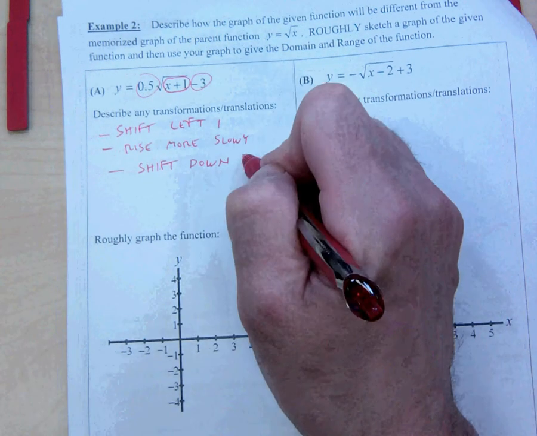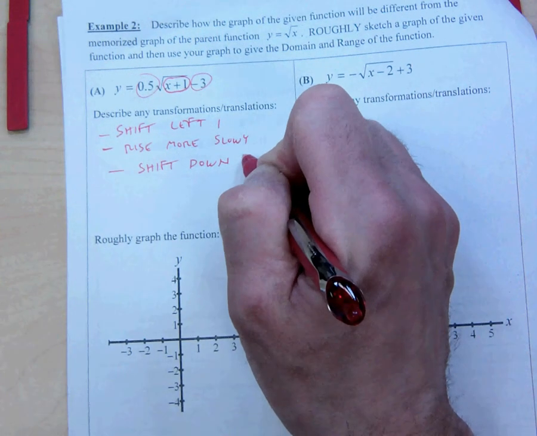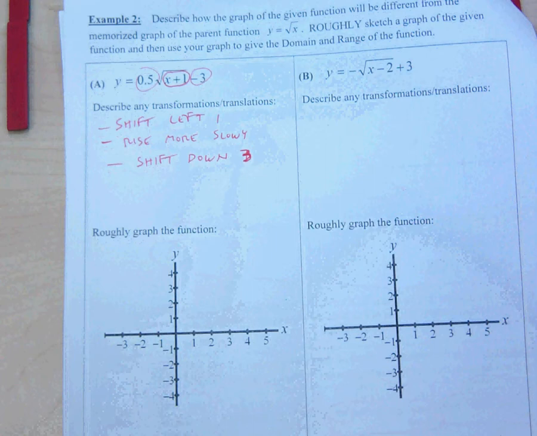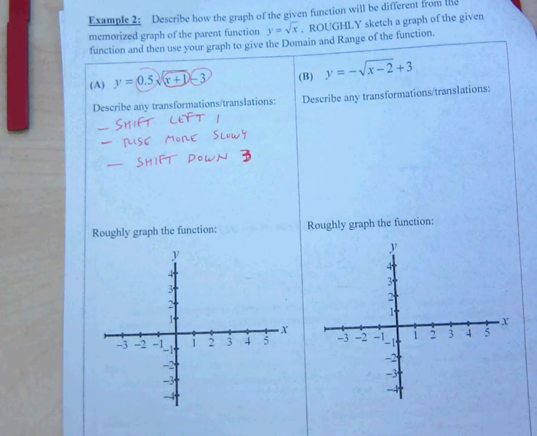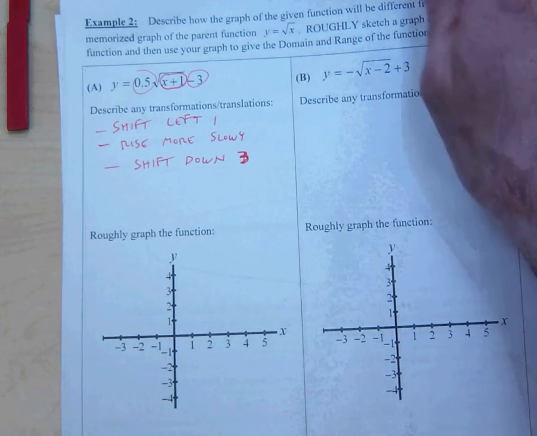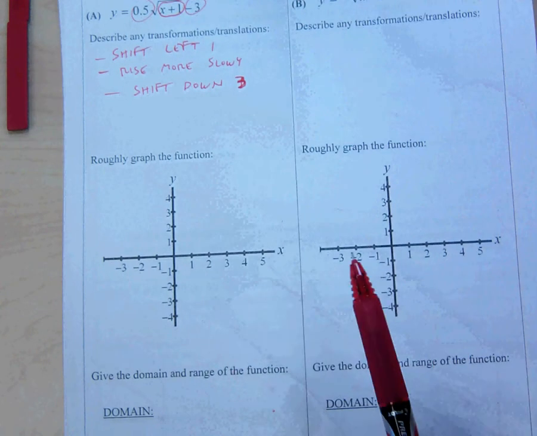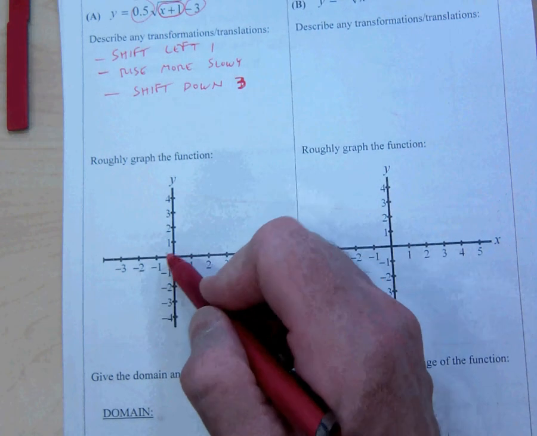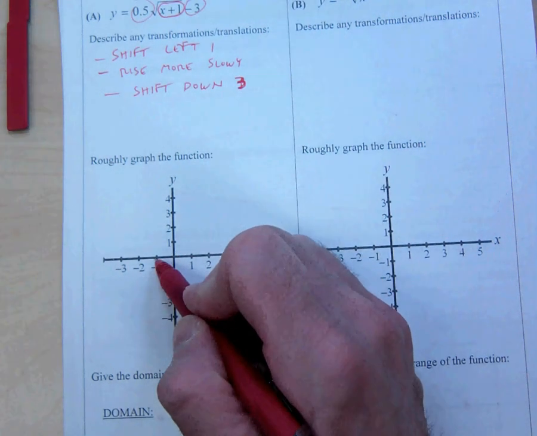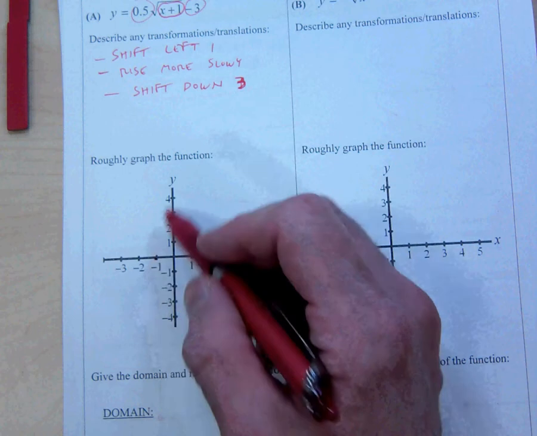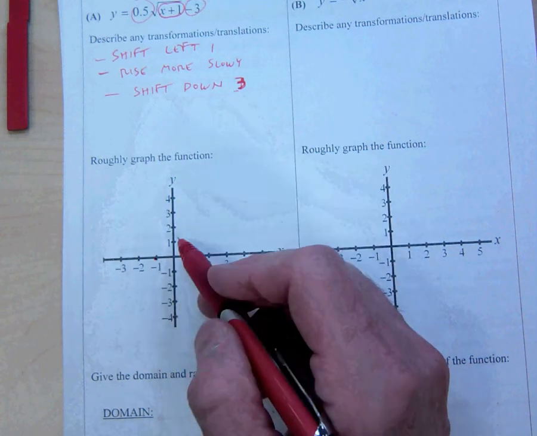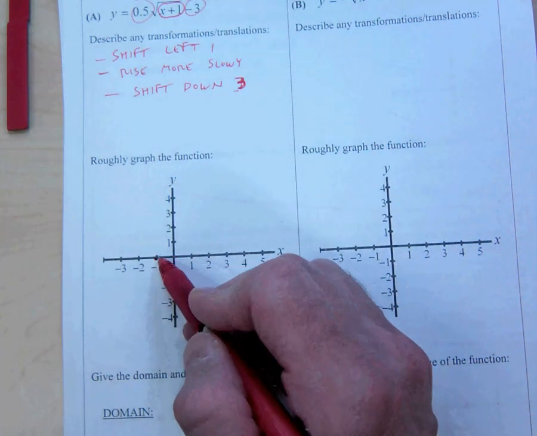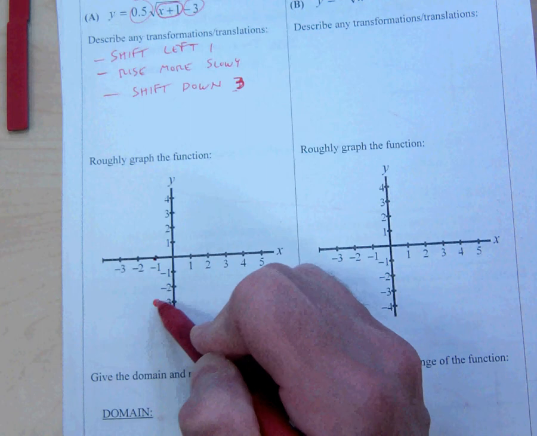Okay. Whoops, not 1, but 3. There we go. Everybody with me on that? Okay, so what would normally start at 0, 0 then is going to go what? Left 1. And when you draw the graph, it's going to rise more slowly. I'm not going to draw it yet because I still have to move everything what? Down 3. So if you move it down, left 1, down 3, do you agree that this is going to be the new starting point right here?